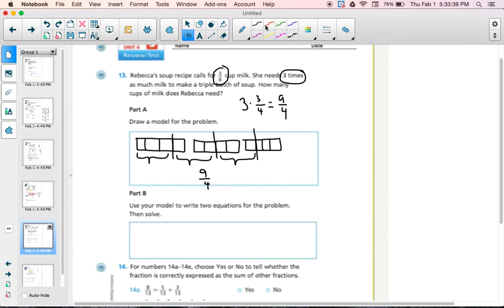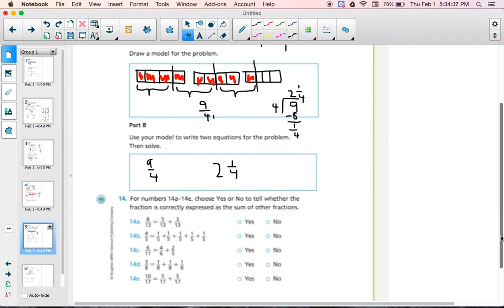Well, if I were to color all this in, all of this has been taken care of. There's 1 whole, 2 wholes, and 1/4 of another one. So my answer should be 2 1/4. But let's take a look and see what it actually is. I have 9/4. If I take 9 and divide it by 4, I get 2 1/4. Okay? Use your model to write 2 equations for the problem. Well, I have it as 9/4, and I can also write it as 2 1/4.